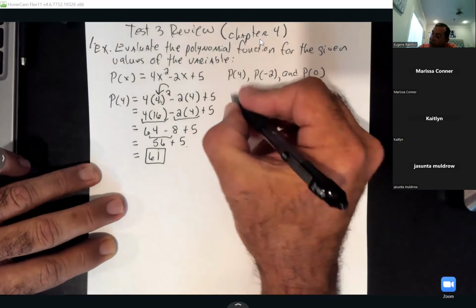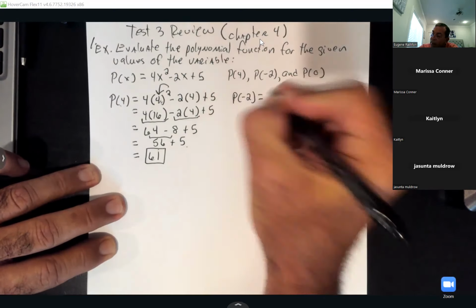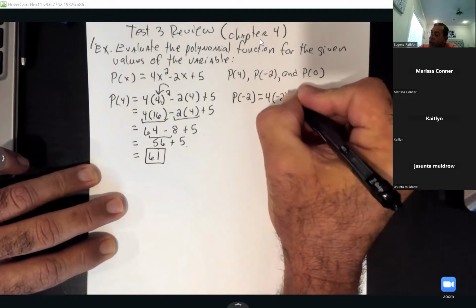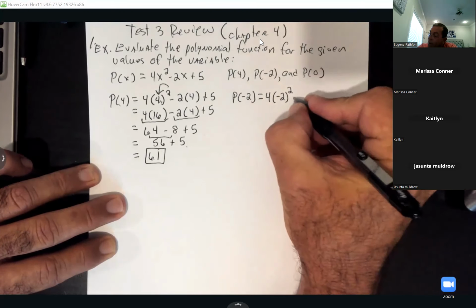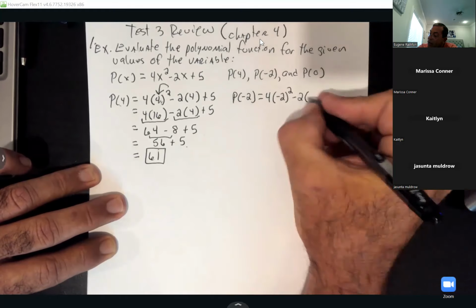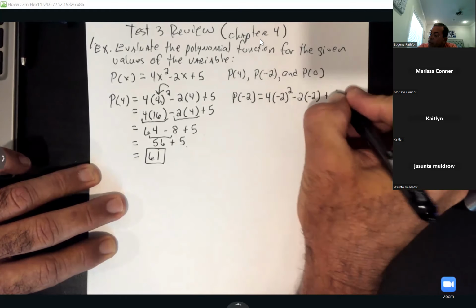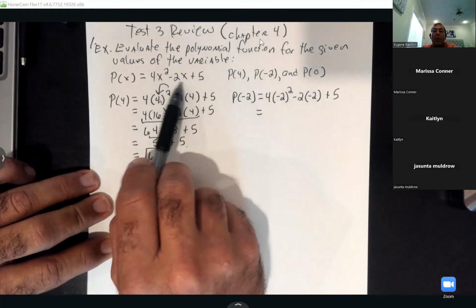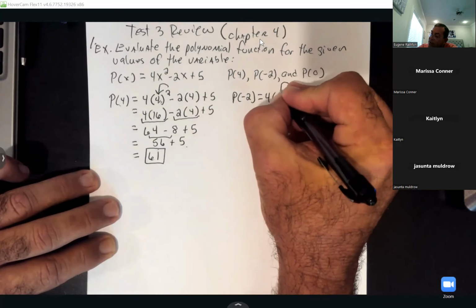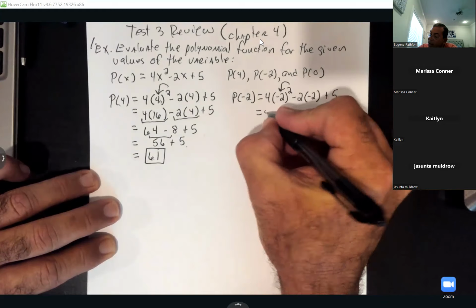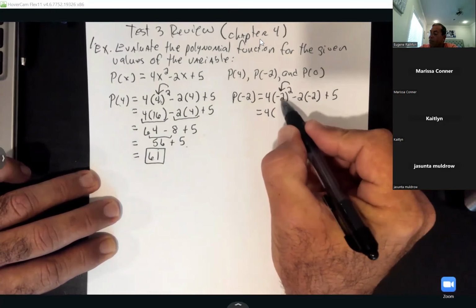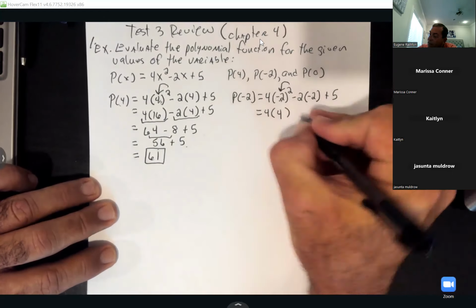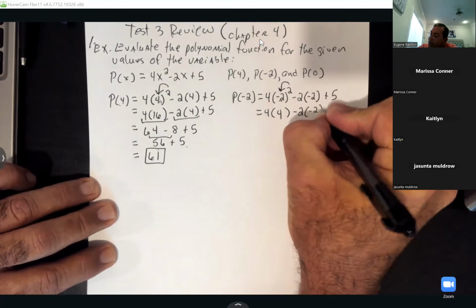Now we're going to do P of negative 2. So I'm going to bring down my 4. In place of the X, I'm going to put a negative 2, square that. Minus 2 times my negative 2, plus 5. So all we did, remember, is put the negative 2 in for the X's. Y'all, we still got to start with that exponent. So bring the first 4 down. Now, figure out what negative 2 times negative 2 is. That's going to give me a positive 4. Then I'm just going to bring everything else down.